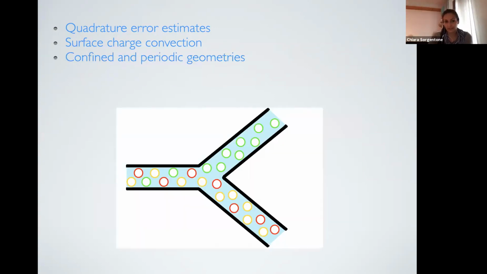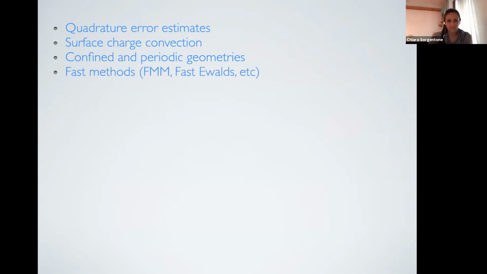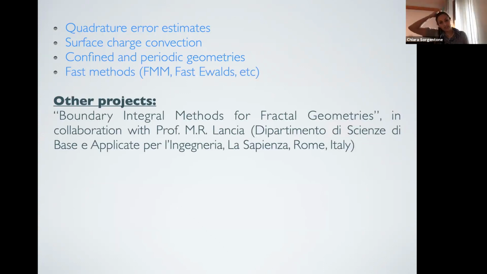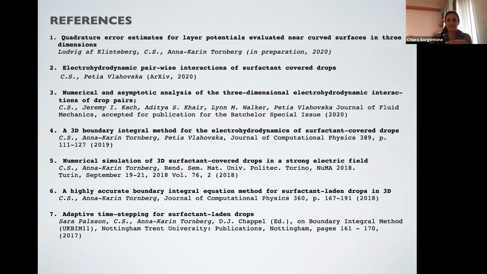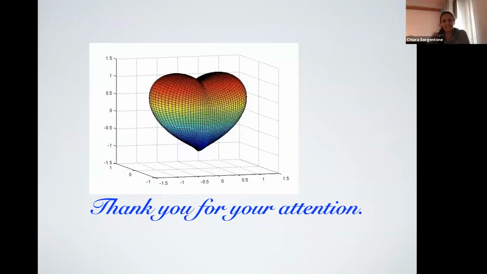I would also like to consider confined and periodic geometries and to couple my method with some fast methods. And now that I'm back in Rome, I'm also collaborating with Professor Lancia on boundary integral methods for fractal geometry. So everything that I presented now was for smooth geometries, but what happens if I do have fractal geometries? That's it, and there is some reference if you're interested. Thank you.